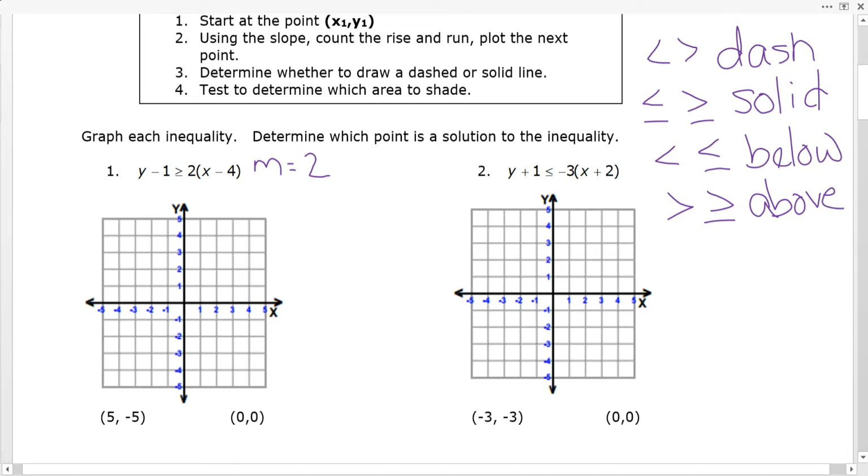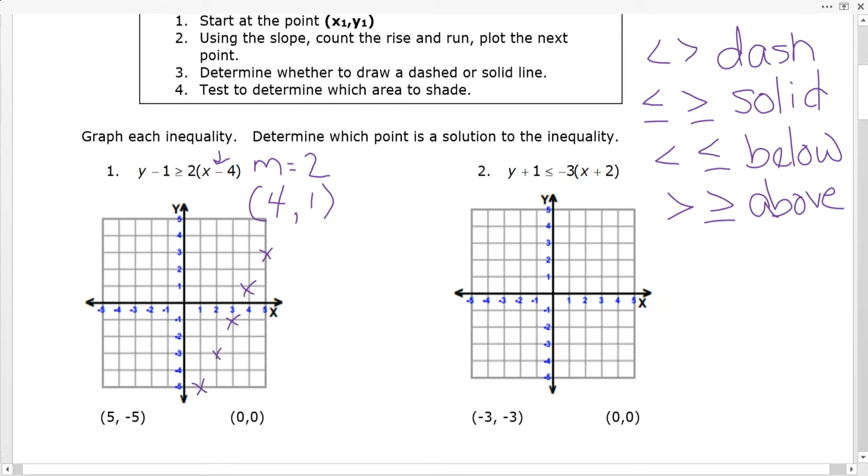Okay, so number 1, the slope is 2. The point that we have, x1 is 4. Remember, the minus sign is part of the equation, so it does not go with the 4. And my y1 is 1. So if I find 4, 1 on my graph, I can use my slope to go up 2 and over 1 and find other points. I can go down 2 and over the other way 1.